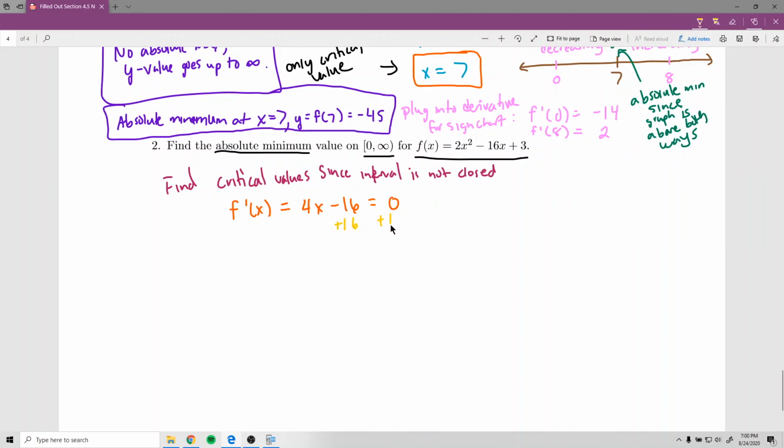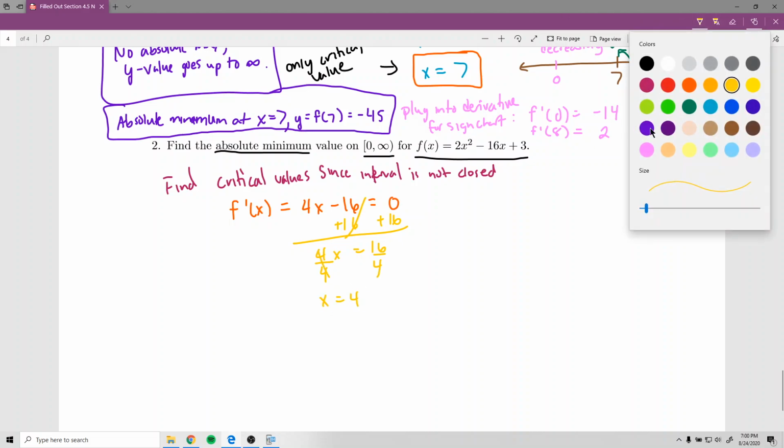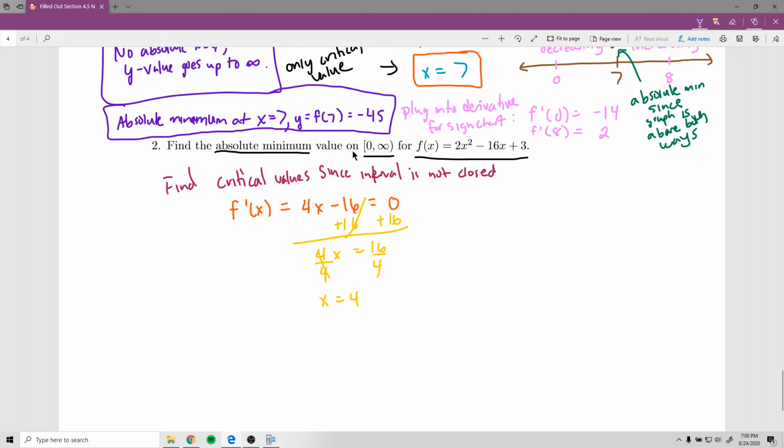And we do that, we add 16 to each side, we get 4x equals 16. And then divide by 4, we get x equals 4. Now, because we don't have our interval being negative infinity to infinity, you do have to make sure this is inside the interval. Because if it's not, then it's not helpful. But 4 is between 0 and infinity. So what we're going to do is make our sign chart and mark this off.